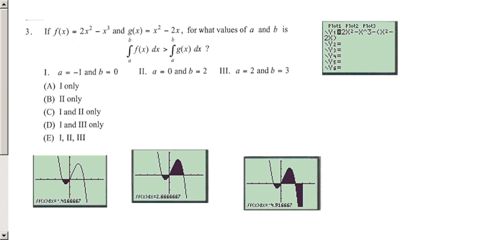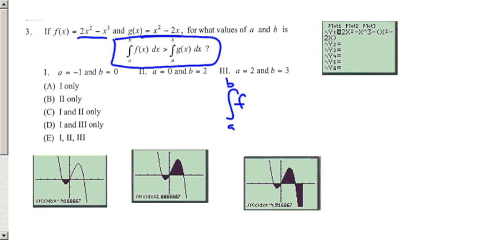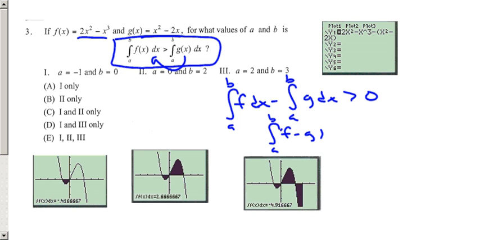Okay, another calculator question. We've got some function f of x, another function g of x, and we want to know when the following statement is true. Well, I could rewrite that as the integral from a to b of f dx minus the integral from a to b of g dx must be greater than 0, just subtracting this over to the other side. And then I could rewrite that again. I could combine these as the integral from a to b of f minus g dx. And I'm looking for when that's greater than 0.